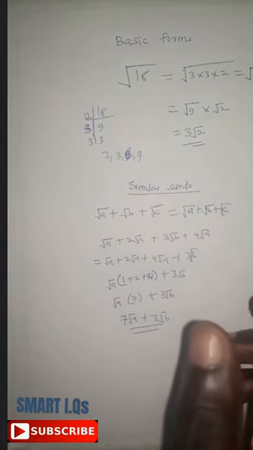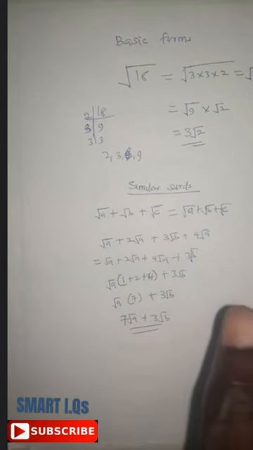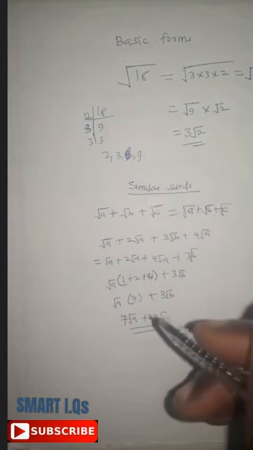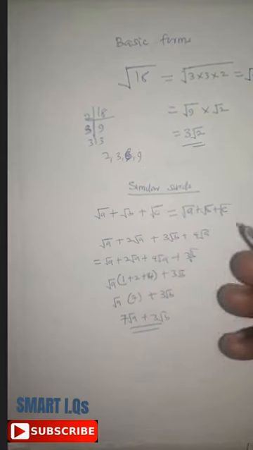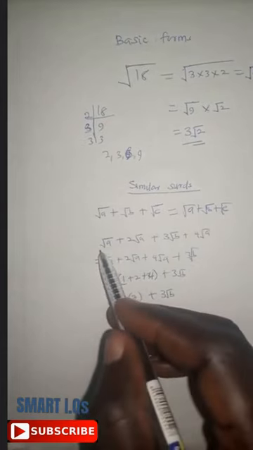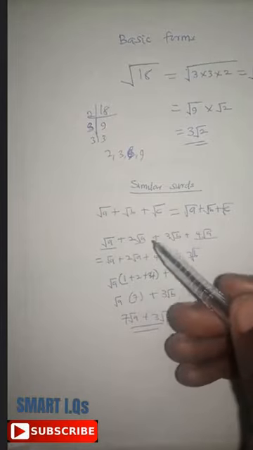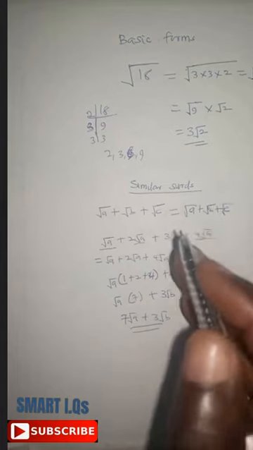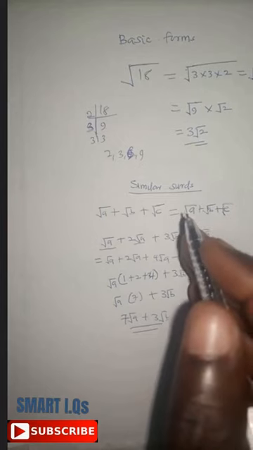So similar surds talk about those surds which are multiples of the same surd. Just understand that you can see this is the same. So there are multiples of the same surd, and that's similar surds. Are we together? So they can be added, and they can be subtracted.